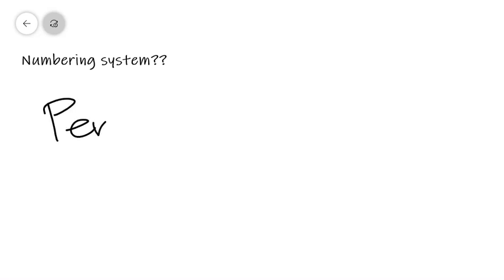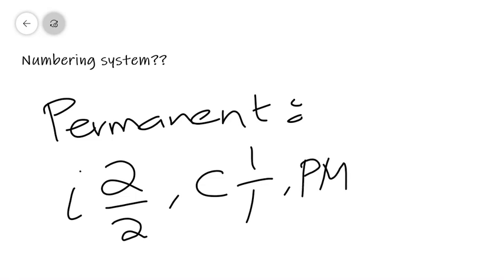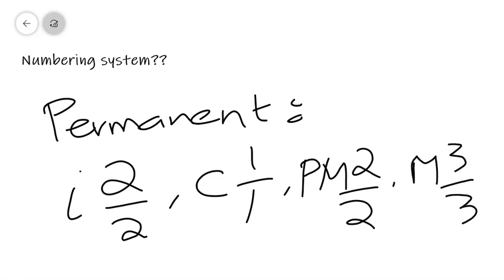Now for permanent dentition, the formula is a bit changed, because firstly there is the introduction of premolars here, and secondly the number of teeth is also greater as compared to the primary teeth. So the formula for the permanent dentition is I 2 over 2, C that is canine 1 over 1. Now premolar that is 2 over 2 and molar that is 3 over 3.